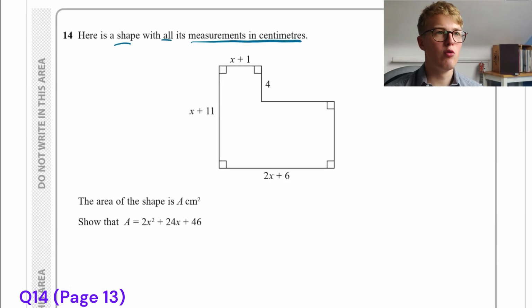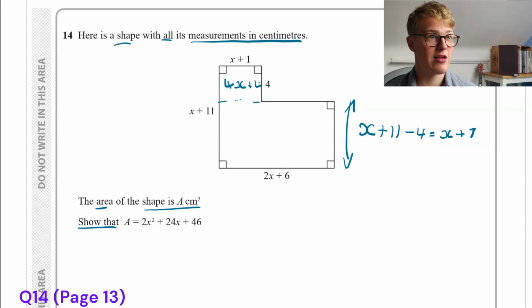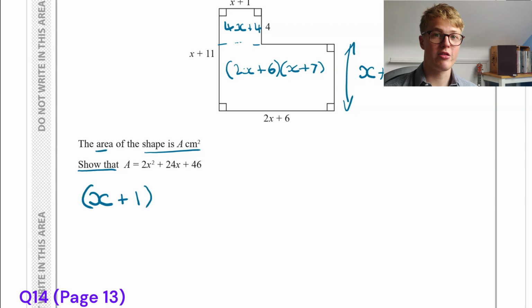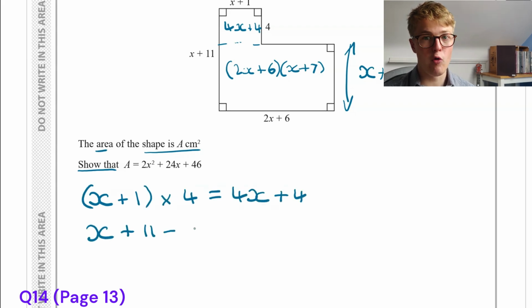Here is a shape with all its measurements in centimetres. The area of the shape is A centimetres squared. Show that A is equal to 2x squared plus 24x plus 46. So we can split up this shape and we have 4x plus 4 as the top area, because we do x plus 1 times 4. And then for the bottom area, we need to do x plus 11 minus 4, and that gives us x plus 7 for the right hand side.